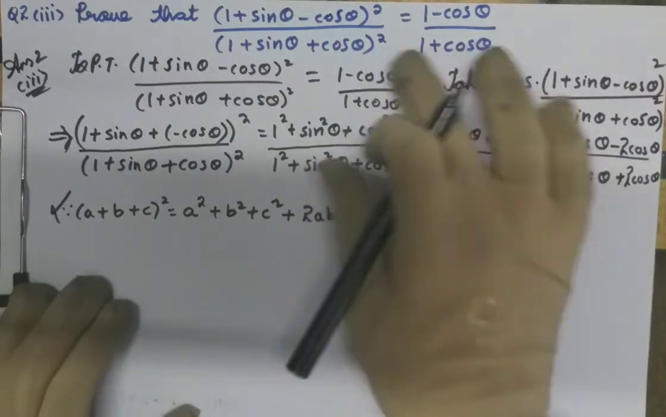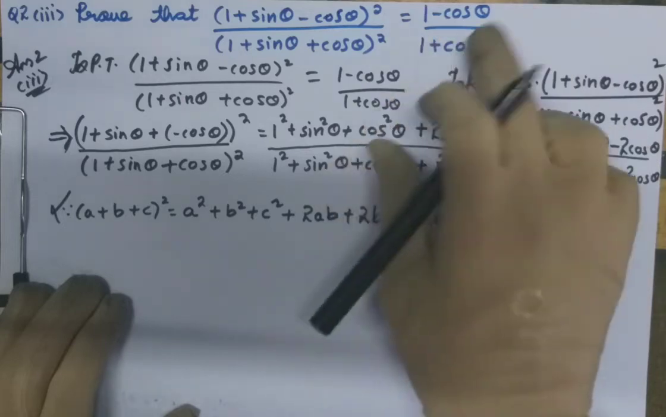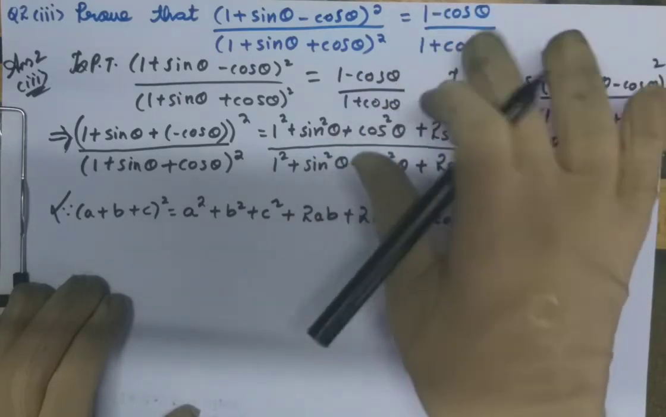Okay, now carefully observe the RHS. In the RHS, do you have any 2 here? 1 minus 2 cos theta, 1 plus 2 cos theta, or 2 minus 2 cos theta, 2 plus 2 cos theta.